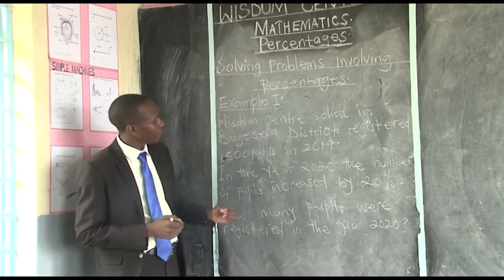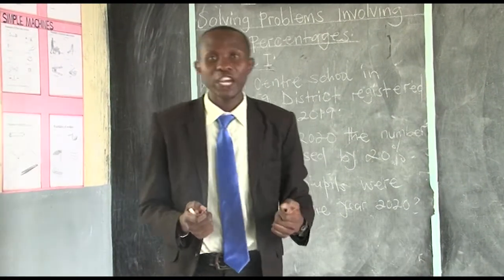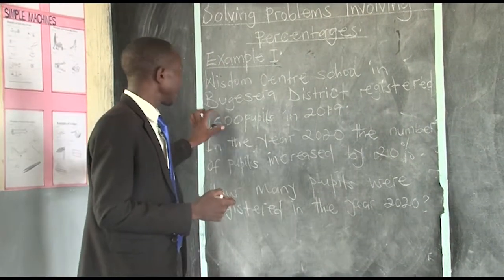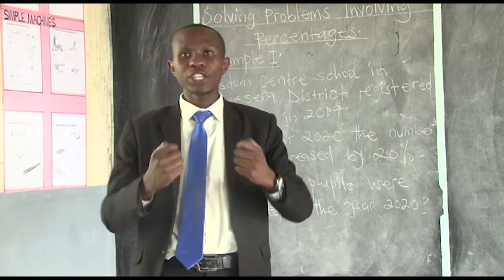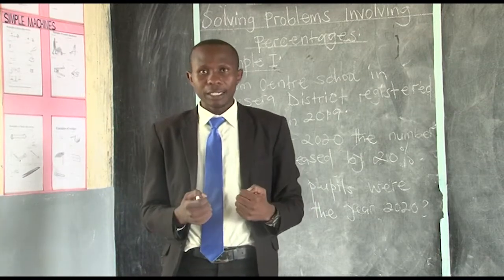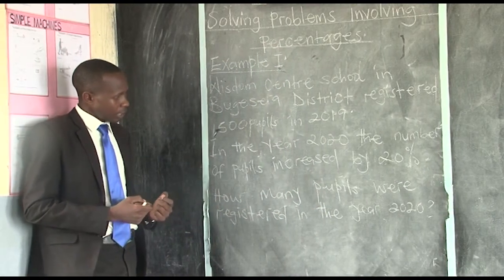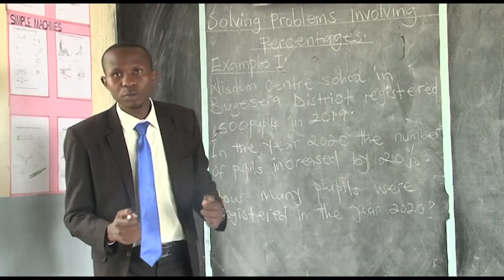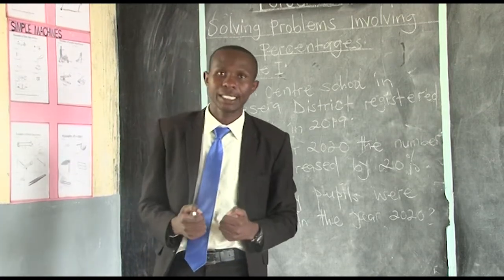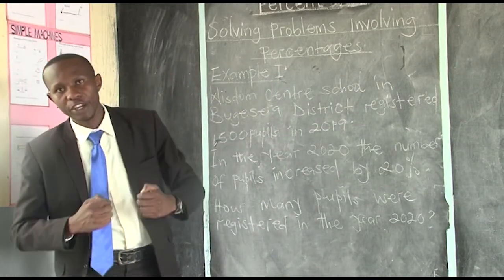But remember, they have given us the number of pupils Wisdom Center was having in 2019. At the same time, after giving us that number, they have now given us the percentage of their increment in number of pupils. Then they want us to find out the total number of pupils that Wisdom Center School in Vichesela is having currently in the year 2020.